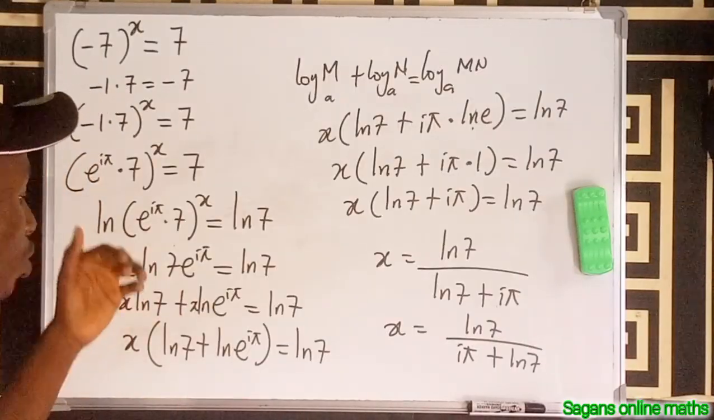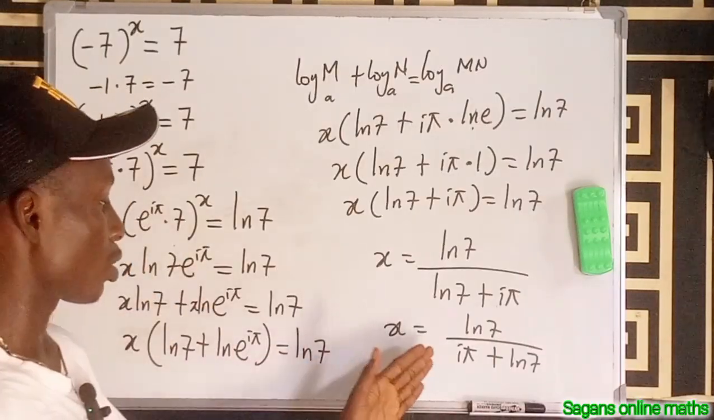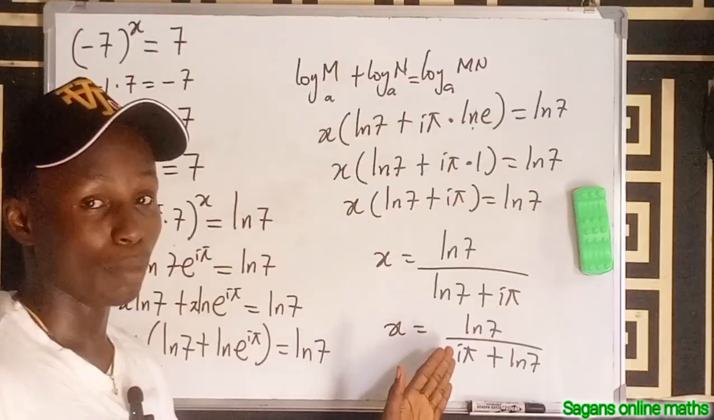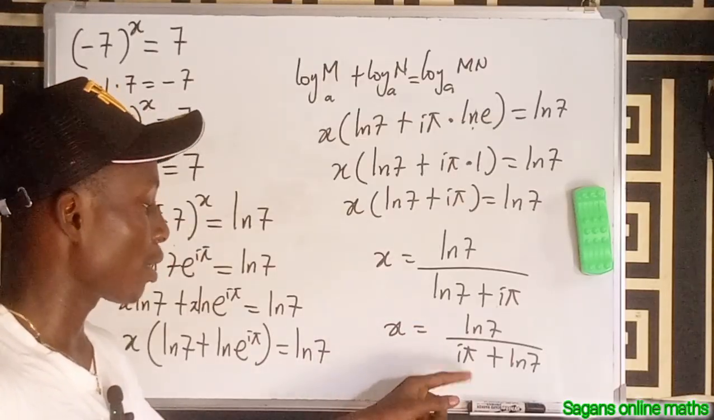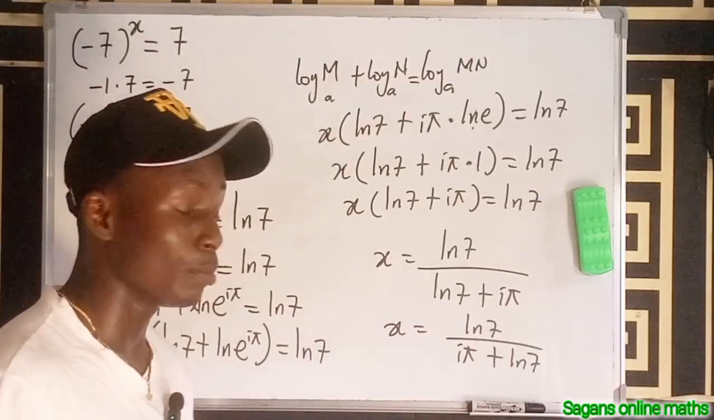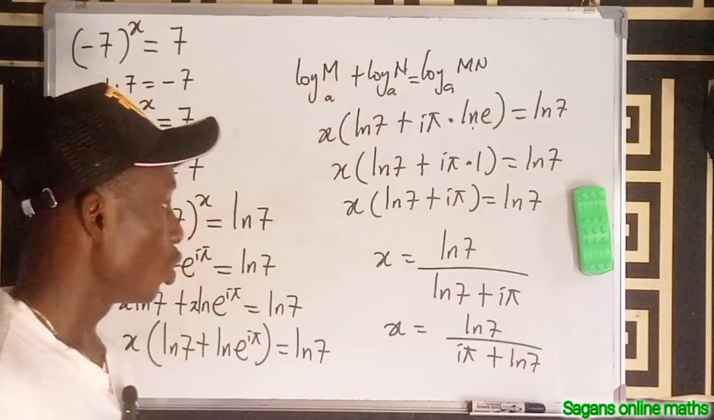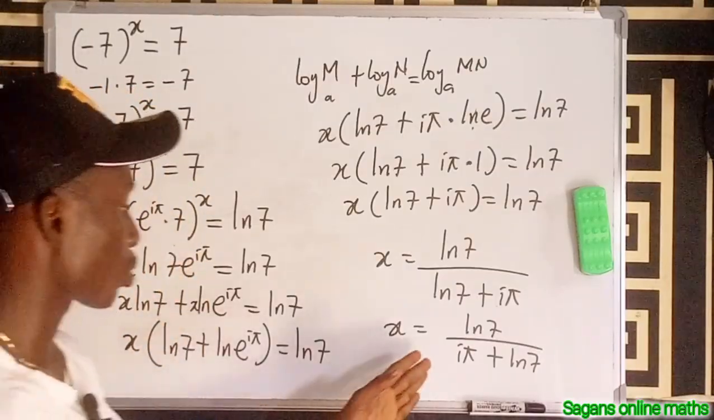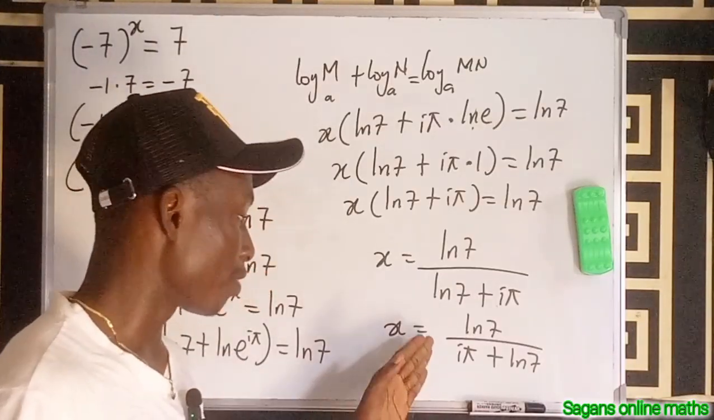Wow, this is pretty serious. Remember that this answer you are seeing is in a complex form, because this i pi you are seeing is a complex number. Remember that i simply means root minus 1, which is a complex number. So this is the solution to this particular question. This is how you can determine the value of x.